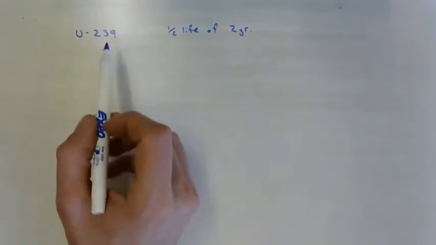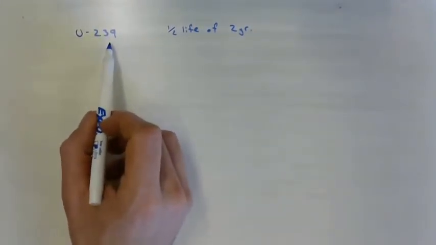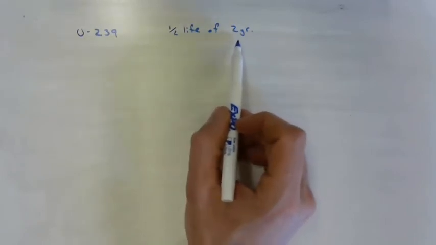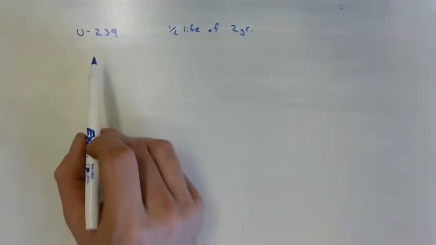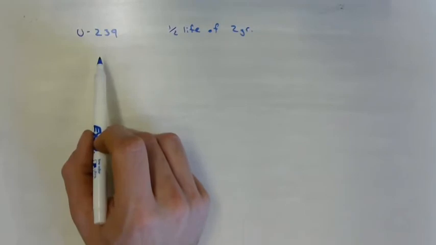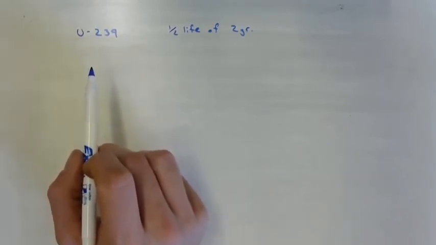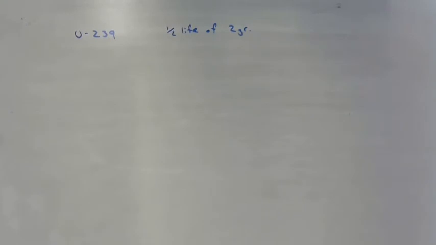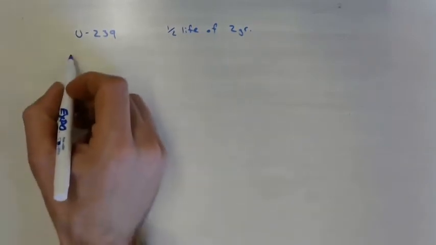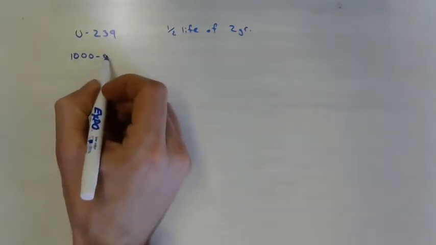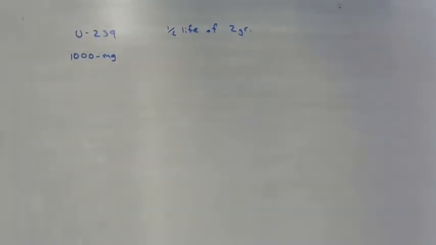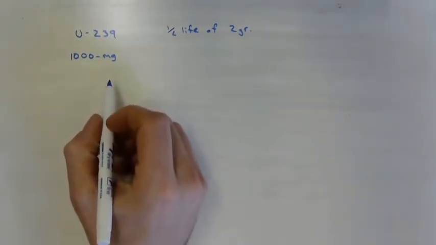It means if you had a sample of U-239 and you just left it alone, in 2 years, you'd have half the amount of U-239, and the rest of it would have decayed into a different element. So that's what it says there, into a new substance. Suppose you have 1,000 milligrams. We're starting with 1,000 milligrams of U-239. How can we model the amount remaining over time?